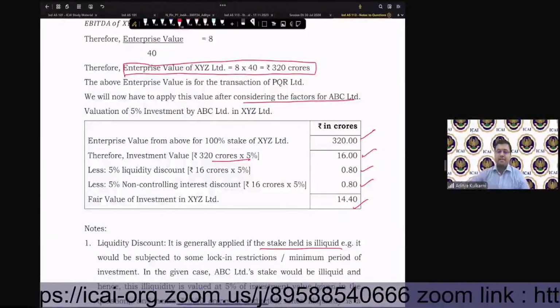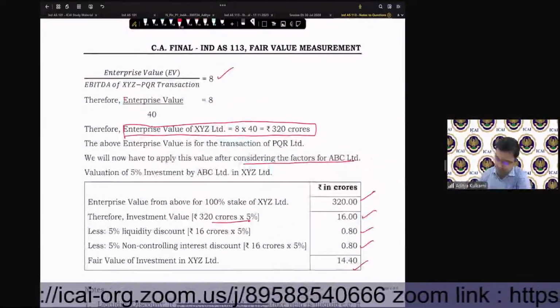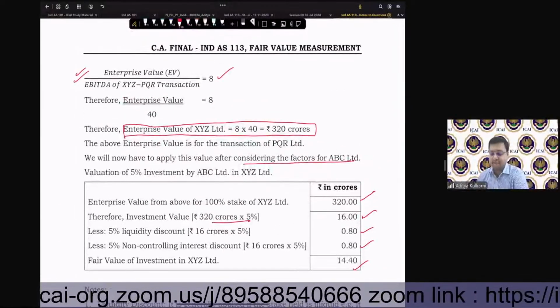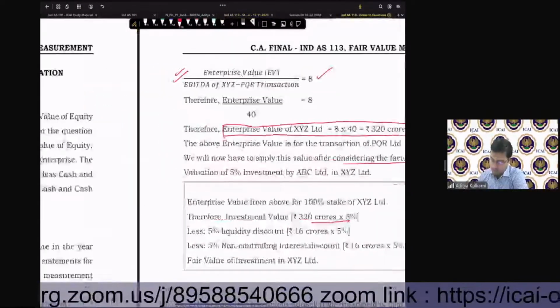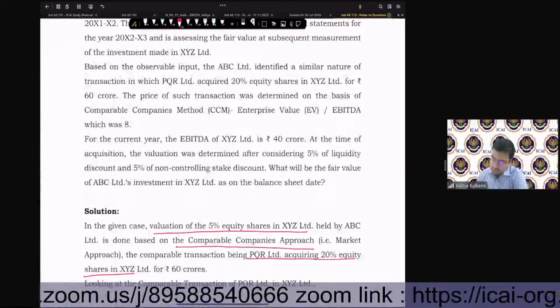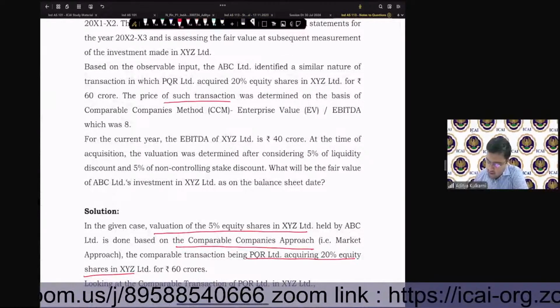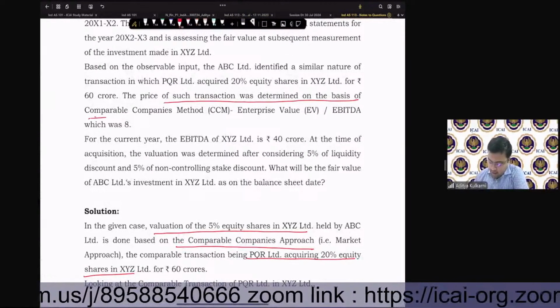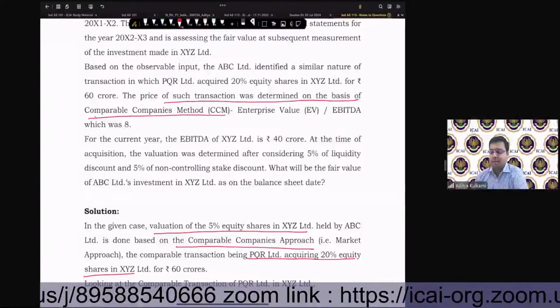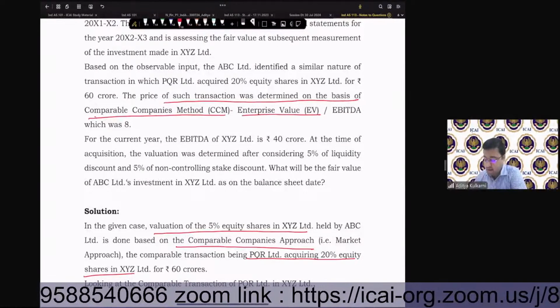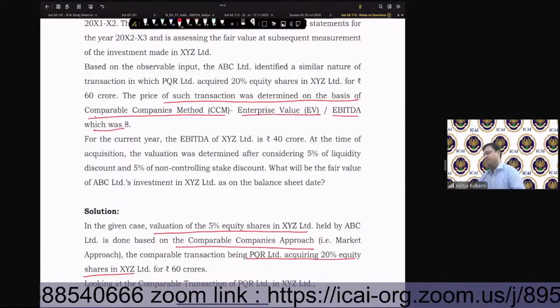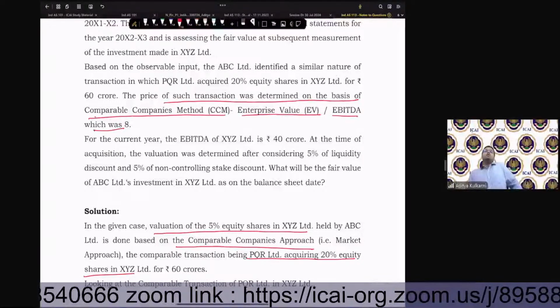See, enterprise value. This is a multiple. This data is given to you in the question. The price of such transaction was determined on the basis of the comparable companies method. Which method are they using? Enterprise value EV divided by EBITDA, which was 8. So what is your EV?